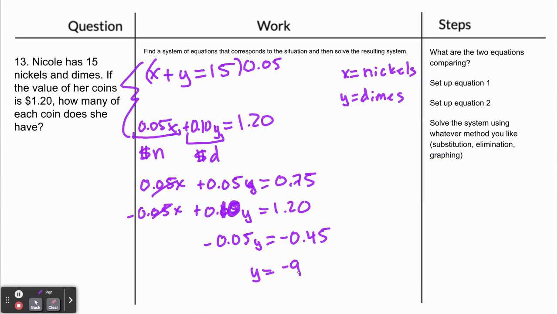negative 9. Whoops, not negative 9. It should be positive 9 because I'm dividing by a negative. So y is equal to 9, meaning I have 9 dimes.